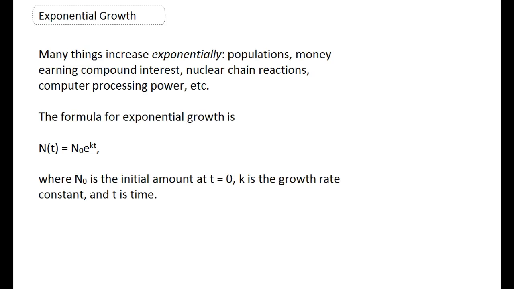Now, the basic formula for exponential growth is: the amount you end up with is the initial amount, the amount you're starting with, times e raised to the kt. K is called the growth rate constant and t is time. It could be hours, days, years, whatever. You'll get that from the context of the question.